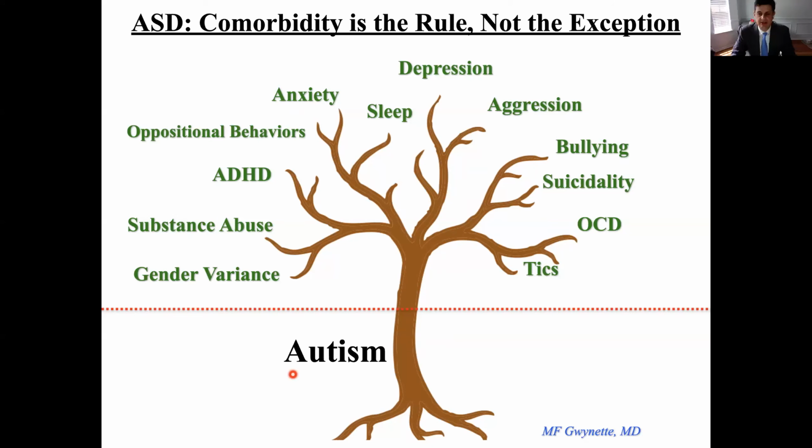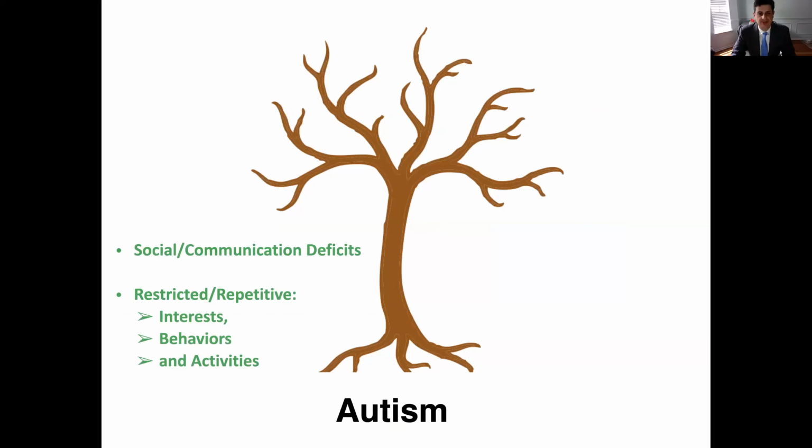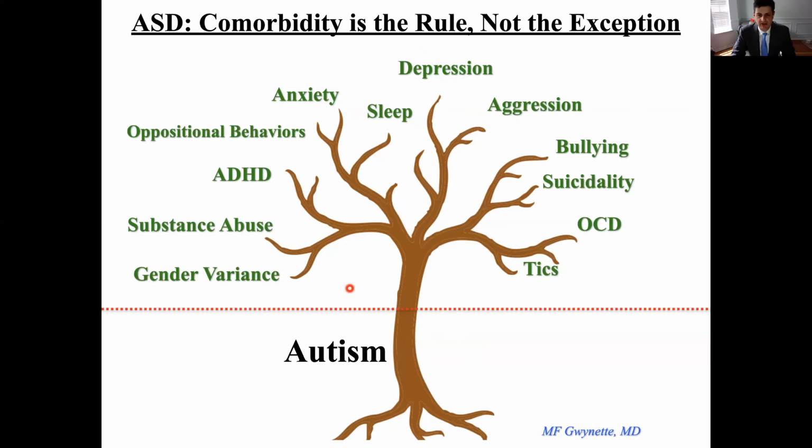So you'll notice if we go back here, we don't see hyperactivity in these core symptoms. We don't see aggression. We don't see insomnia, okay? So when we start talking about comorbid psychiatric conditions, I want to think about being above this red line. Below the line is core autism symptoms. Above the line are comorbid psychiatric symptoms, okay?